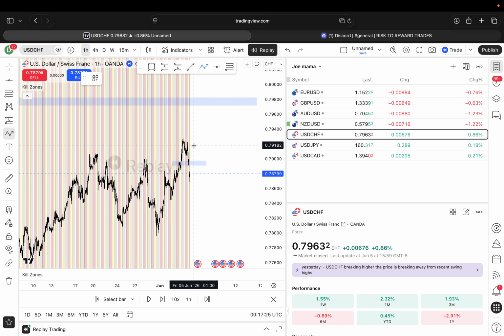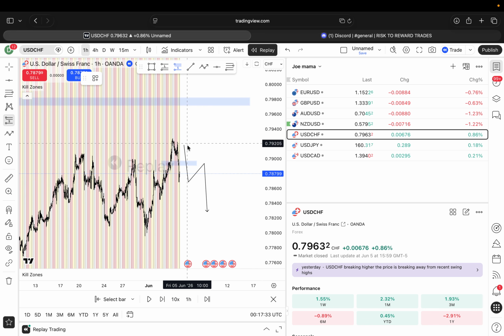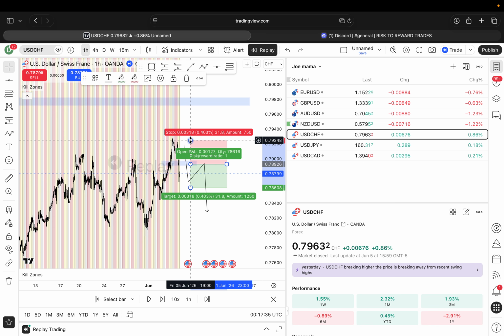So I was like, okay, broke below it. Now I'm waiting for a retest to go in for shorts. So the trade will look something like this.